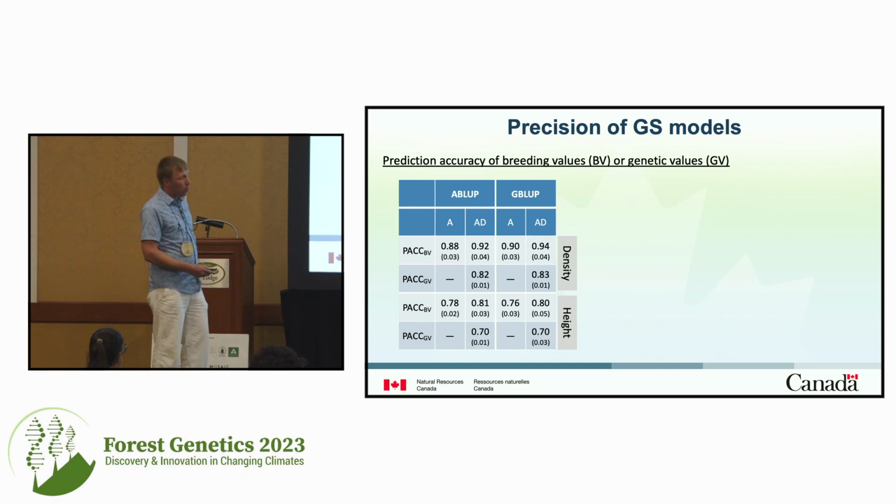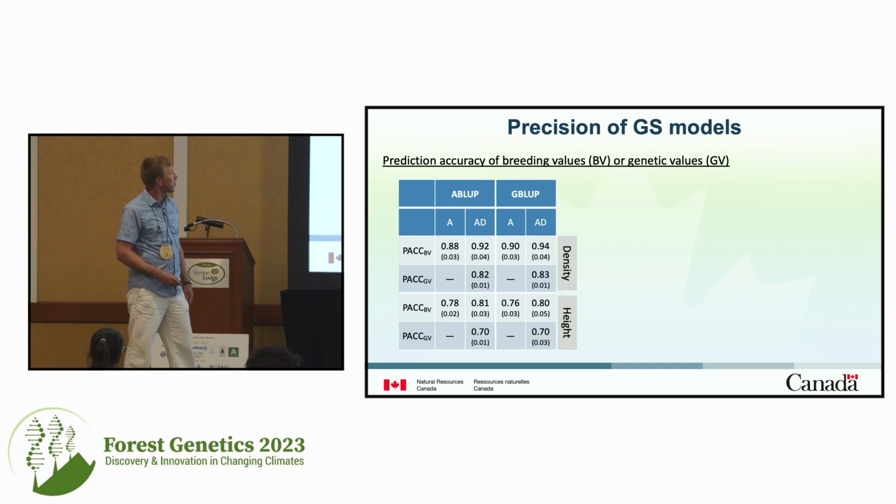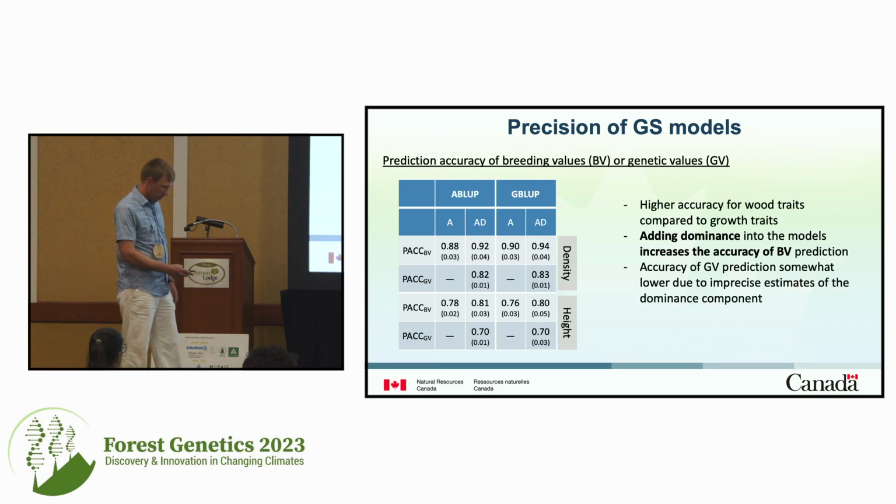So what I'm showing here is the precision of genomic selection models. I have, again, here my wood density and my tree height. Two things that I'm showing.